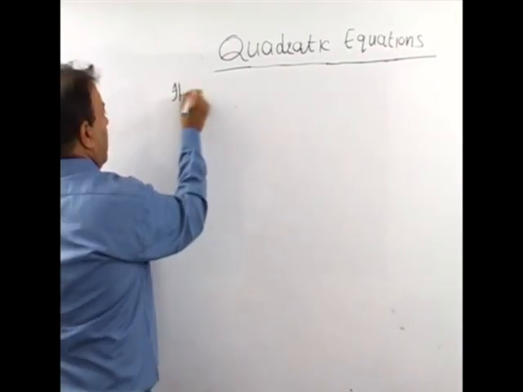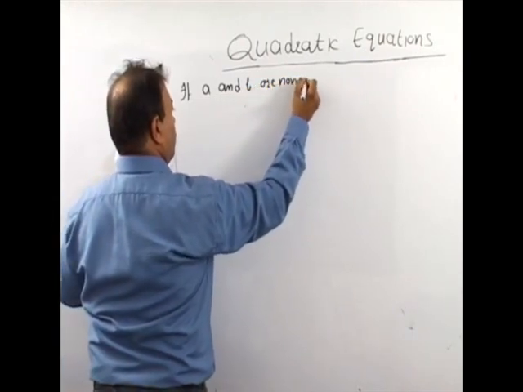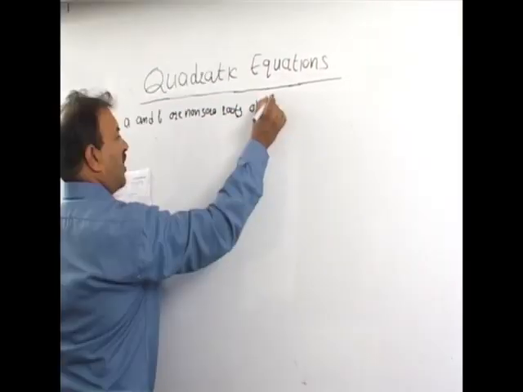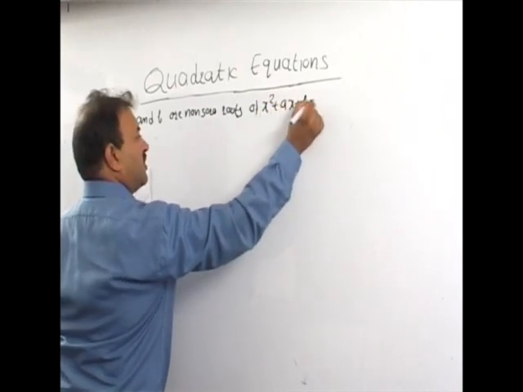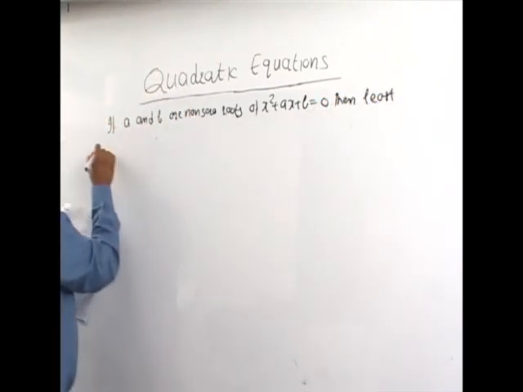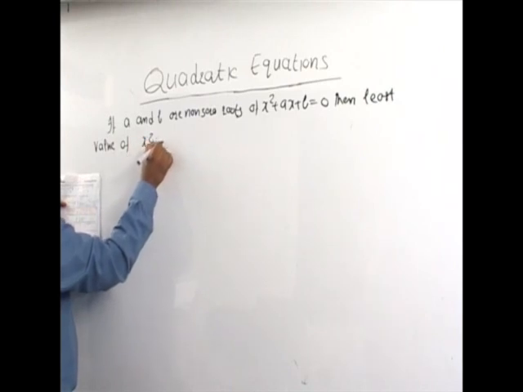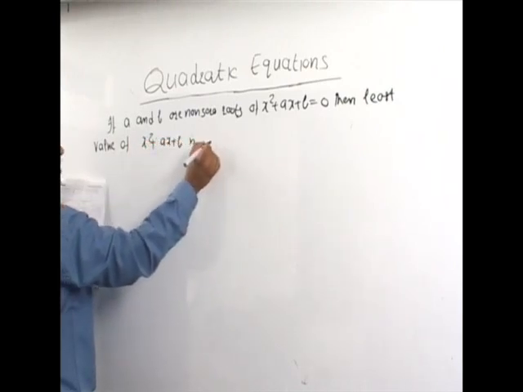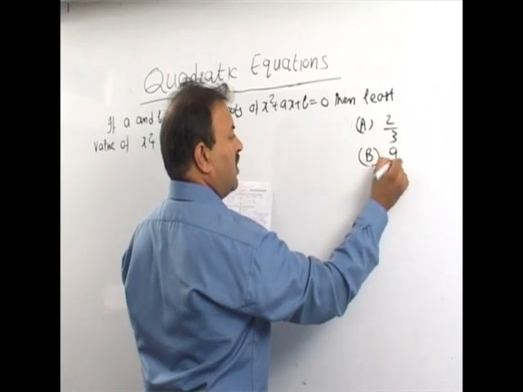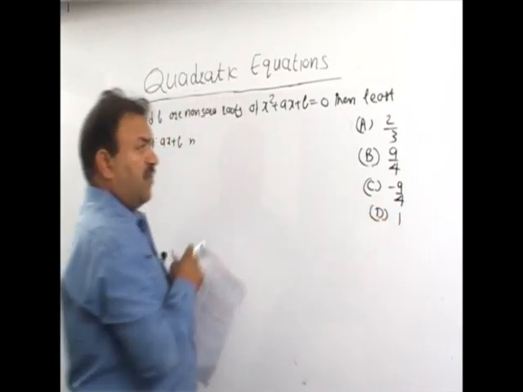If a and b are non-zero roots of the quadratic equation x square plus ax plus b is equal to 0, then the least value of x square plus ax plus b is, we have been given four options: A, 2 by 3; B, 9 by 4; C, minus 9 by 4; D, 1.